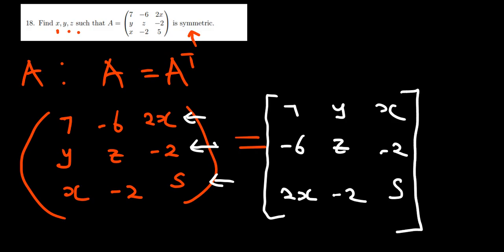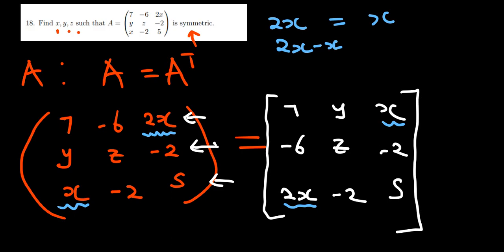So we can use this information to find the values of x, y, and z. Let's start with x. We equate this x to this one. So we have 2x equals x. We can take the x's to the same side, so it will be 2x minus x, which is just equal to 0. Meaning x will just be equal to 0. So we find our value of x to be 0.